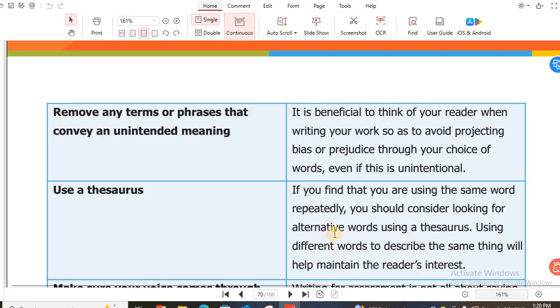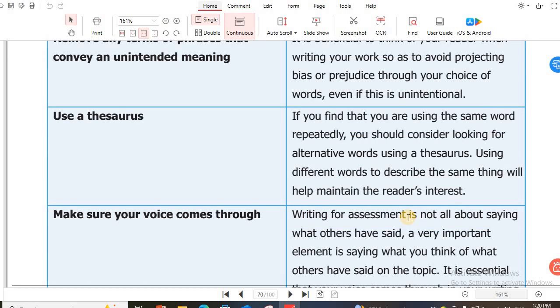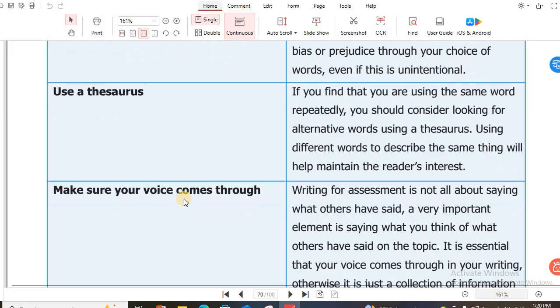Dictionary. If you are using the same word repeatedly, you should consider looking for alternative words, using a thesaurus, using a dictionary, different words, and so on. Make sure your voice comes through.